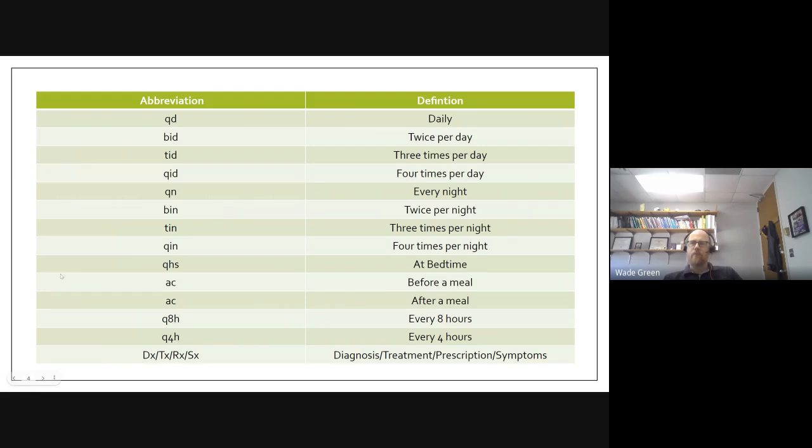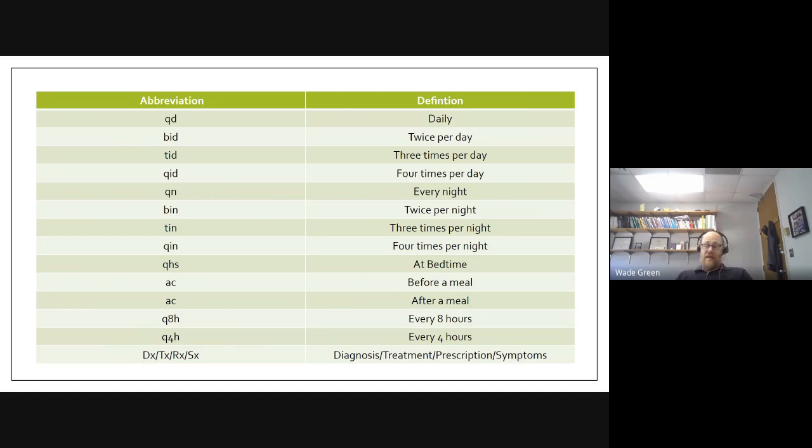So here's a fun table like we use in this class. Generally speaking, if we take a look at these abbreviations, some examples: QD daily, BID twice per day, TID 3 times per day, QID 4 times per day, QN every night, and so on and so forth. You see BIN twice per night, QIN 4 times per night. Other ones that you will see: QHS at bedtime.